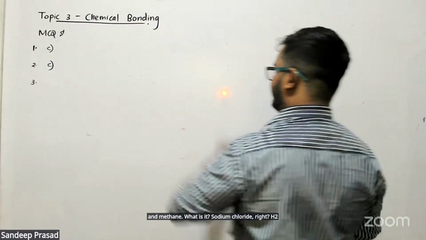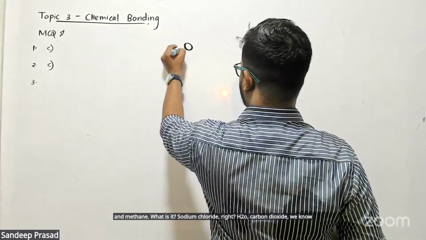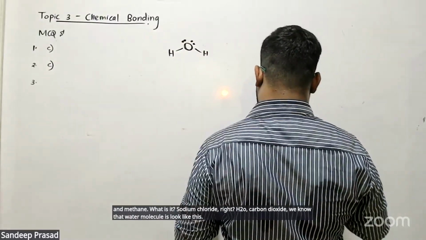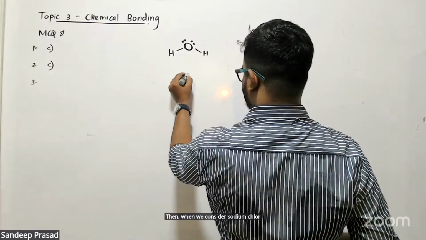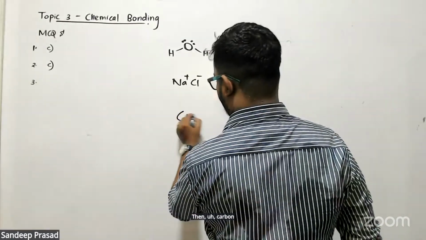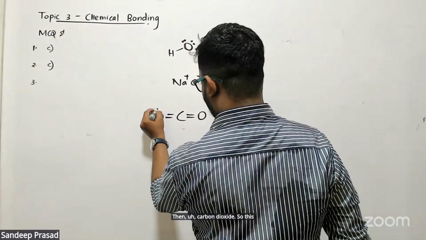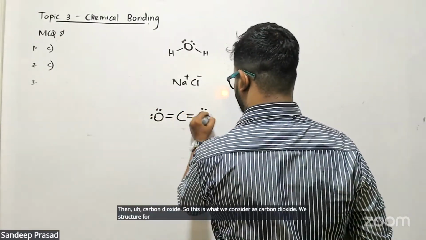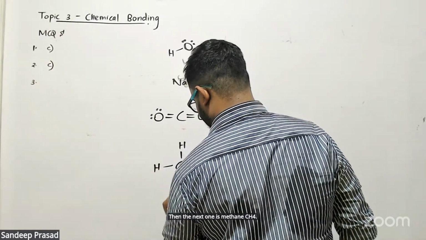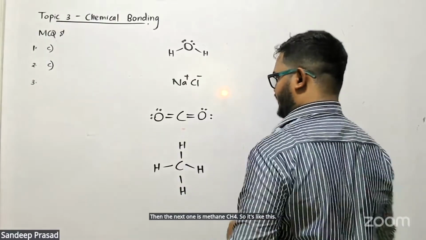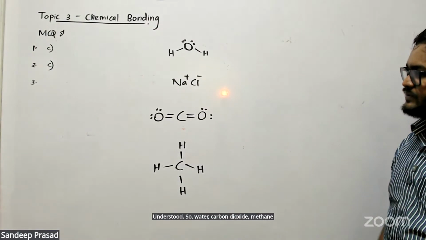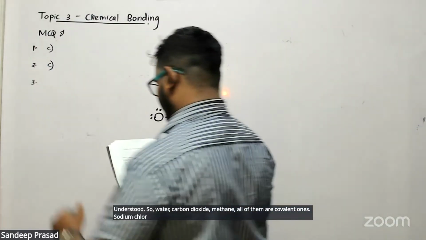H2O, carbon dioxide. We know that the water molecule looks like this. Then when we consider sodium chloride, Na plus and Cl minus, that is an ionic bond. Then carbon dioxide. So this is what we consider as the Lewis structure for carbon dioxide. Then the next one is methane, CH4. So it's like this. Understood? So water, carbon dioxide, methane, all of them are covalent bonds. Sodium chloride is the only ionic bond, B.